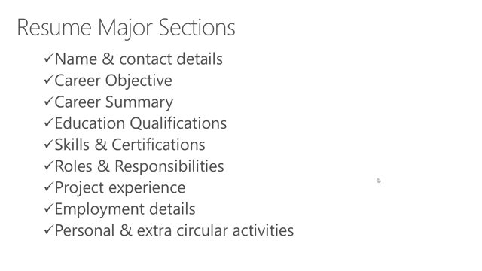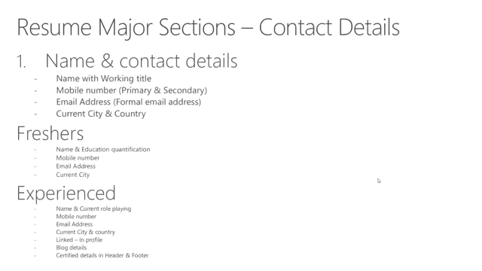Then the last one is personal details. Personal details means you need to call out your family, not in detail, but at least your father's name and where you live. And if you have any extracurricular activities, you can call them out.